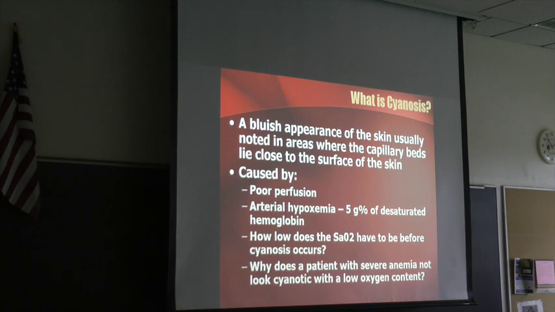However, patients with severe anemia don't look cyanotic with a low oxygen content, and it's asking you why. Let me read the answer. I might have to read it slow so you can write it down. Severe anemia doesn't look cyanotic because 5 grams of their hemoglobin would have to be without oxygen. So their saturation would end up being about 50% before you'd see cyanosis in them. Do you want me to say that slow so you can write it all down?